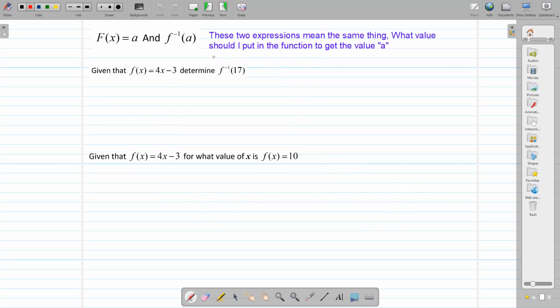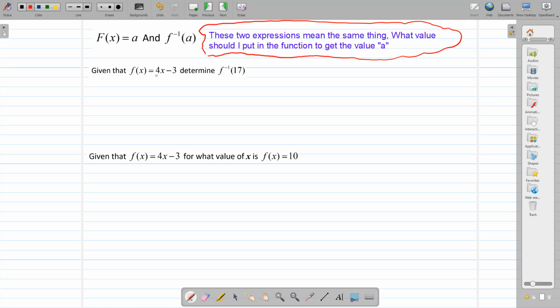Another example, in this case, we are looking at a different idea where you are asked to find a value, and above the value you see f negative 1 of a. It's read as f inverse of a. Or you may be asked to find what value of x would make f of x equal to some other value. These two expressions in functions mean the same thing. And I need you to understand that very clearly, that if the question is written as this, and if the question is written as this, they mean the same thing. So what it's asking you is, what value should you put into this function so that when you work it out, you get 17 for the answer?